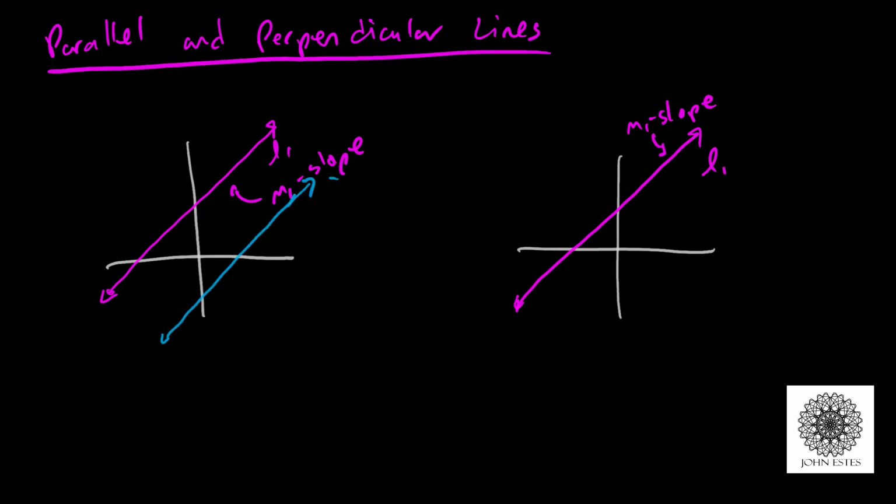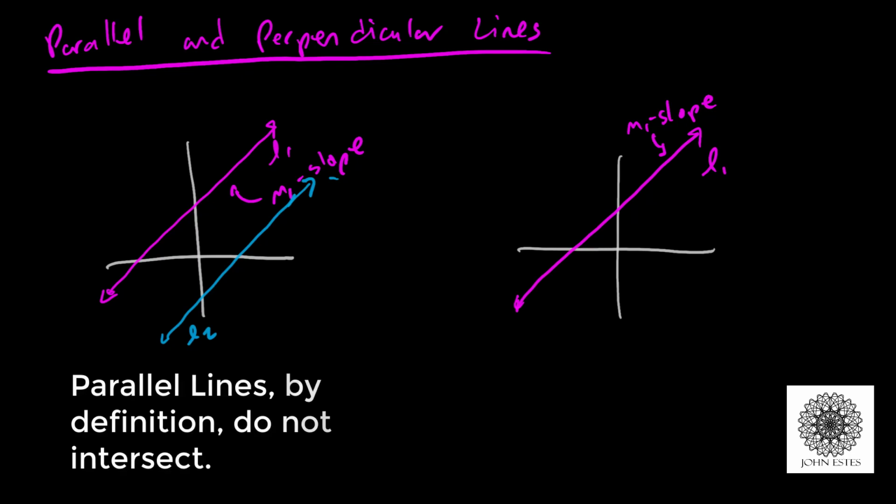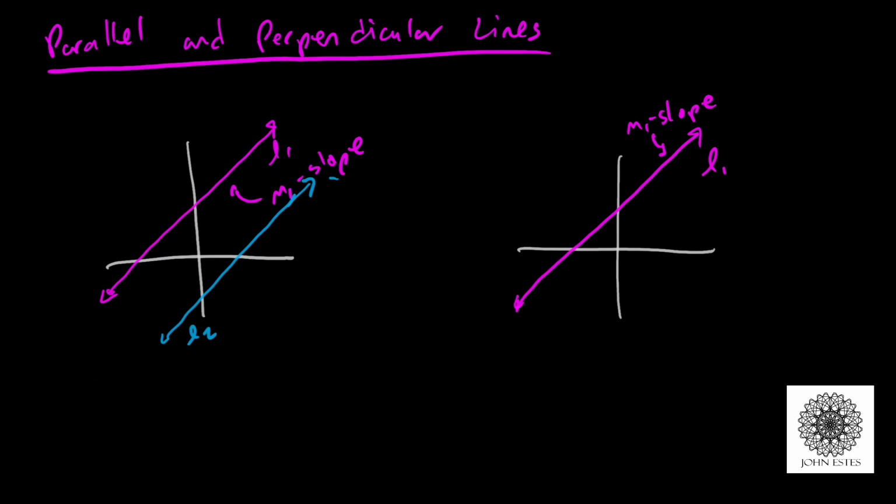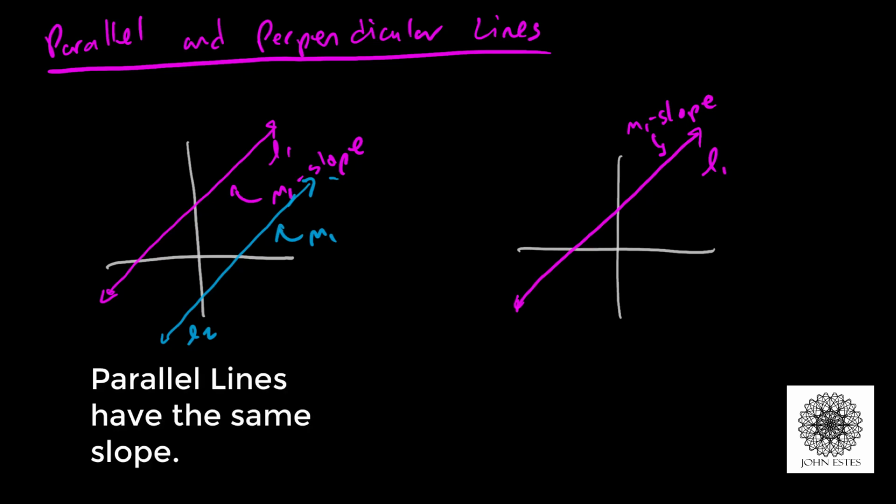And by parallel, we'll call this L2. By parallel, what we mean by definition is that they don't intersect. They don't touch each other. So you think about it. If they're running along together and you're considering the slope, how are their equations related? It's through the slope. Because here, a parallel line also has slope M1. Parallel lines have the same slope.